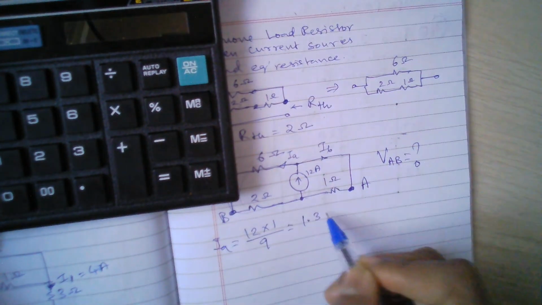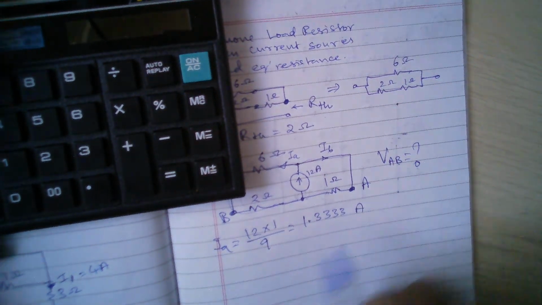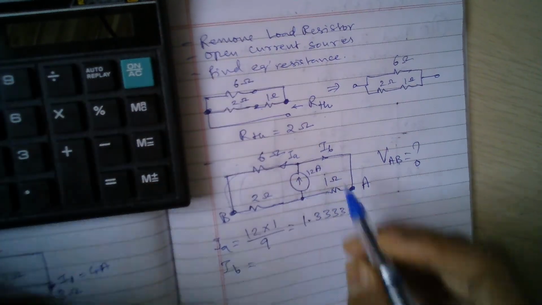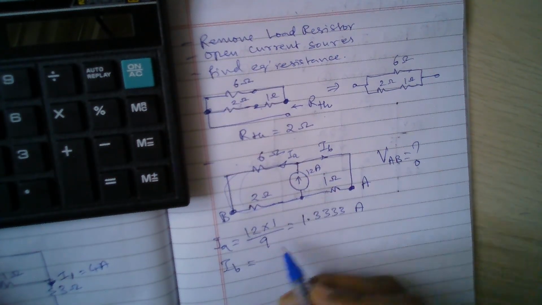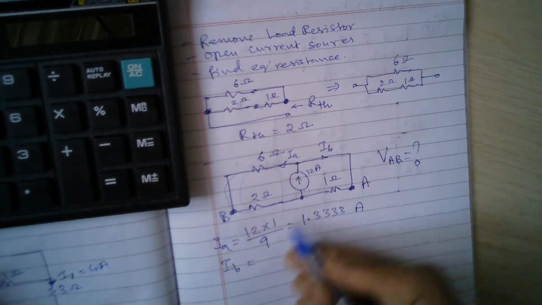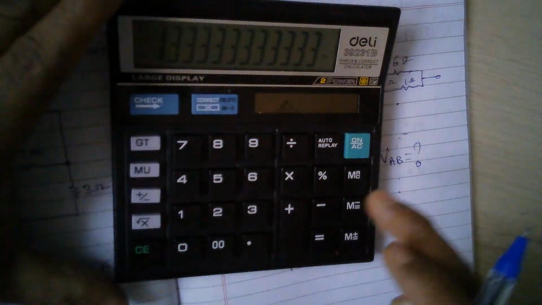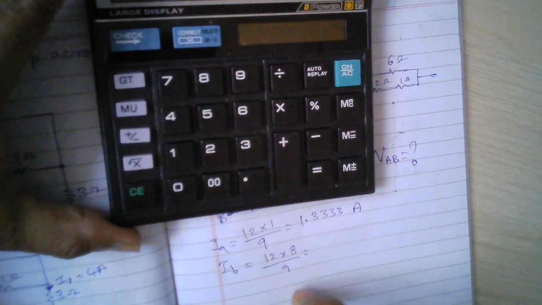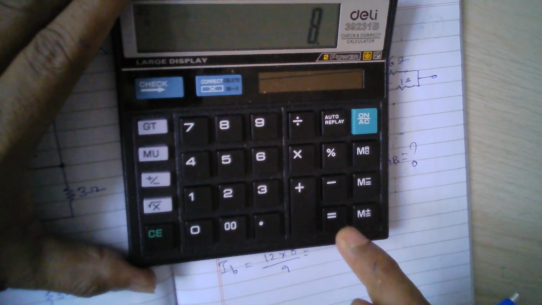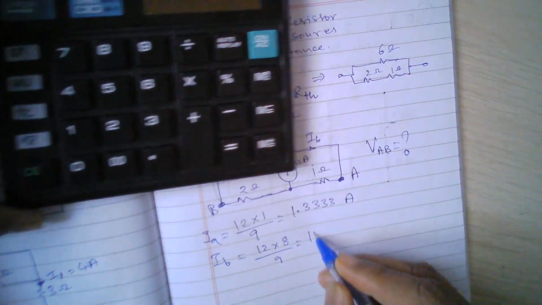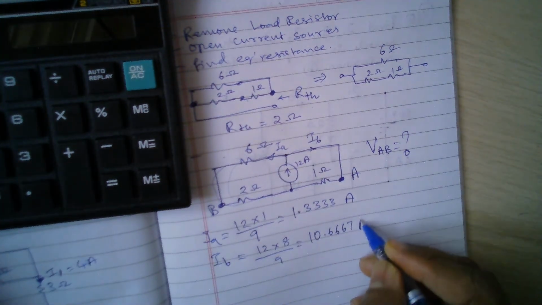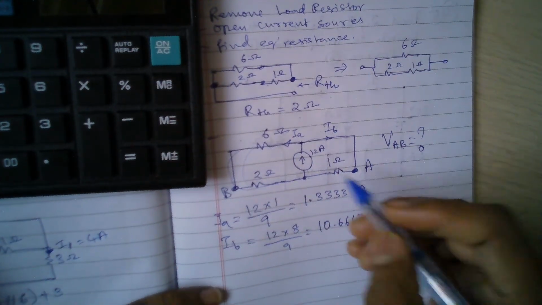So that is 12 divided by 9, 1.33333 amperes. Now what is IB? Okay, so IB is coming like this. So that will be 12 minus 1.33, or I can say 12 multiplied by 8 by 9. So that will be 12 by 9 already we have. So multiply by 8. So I'm getting 10.667. So I got these 2 currents.